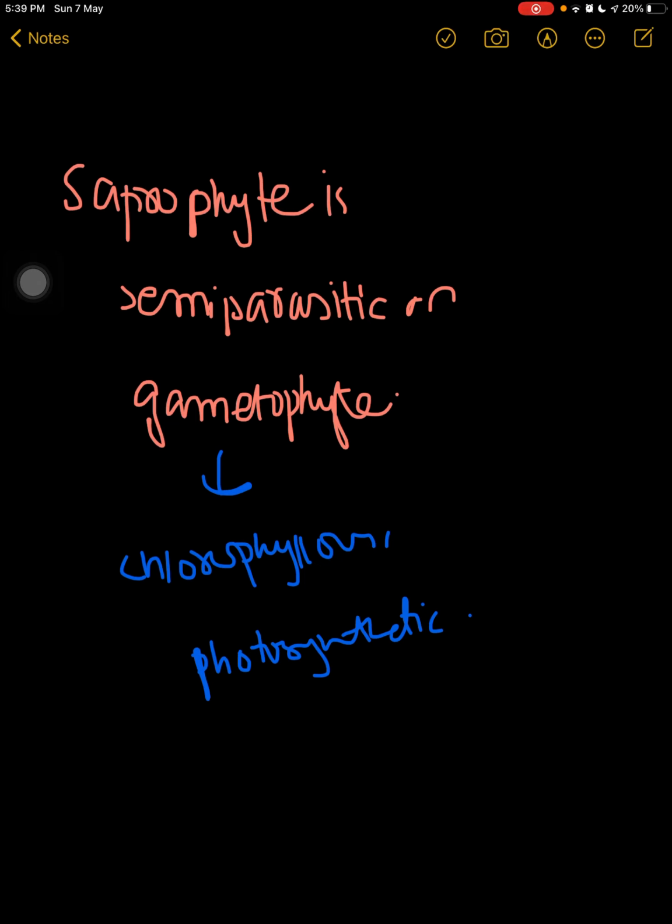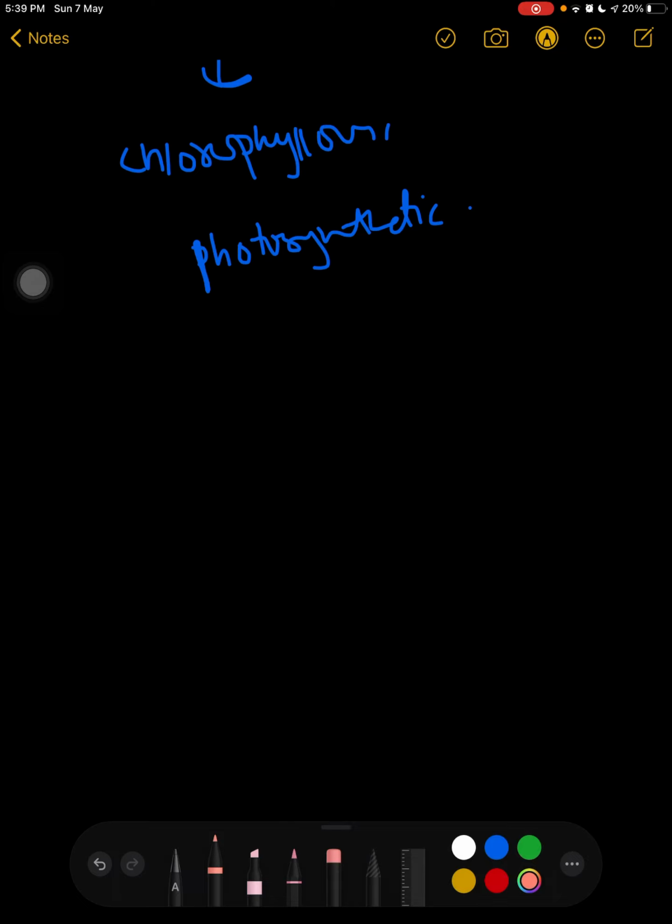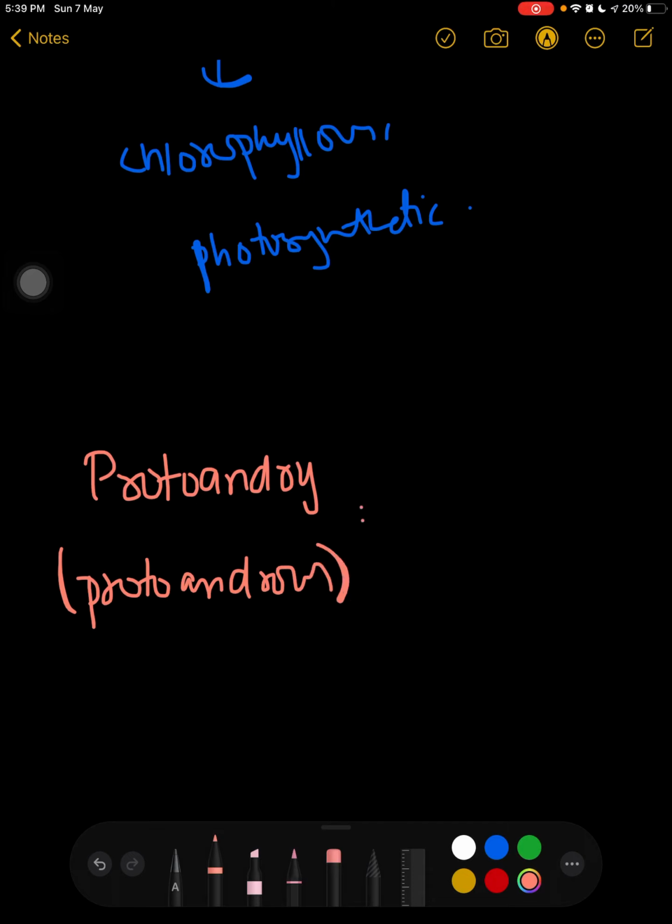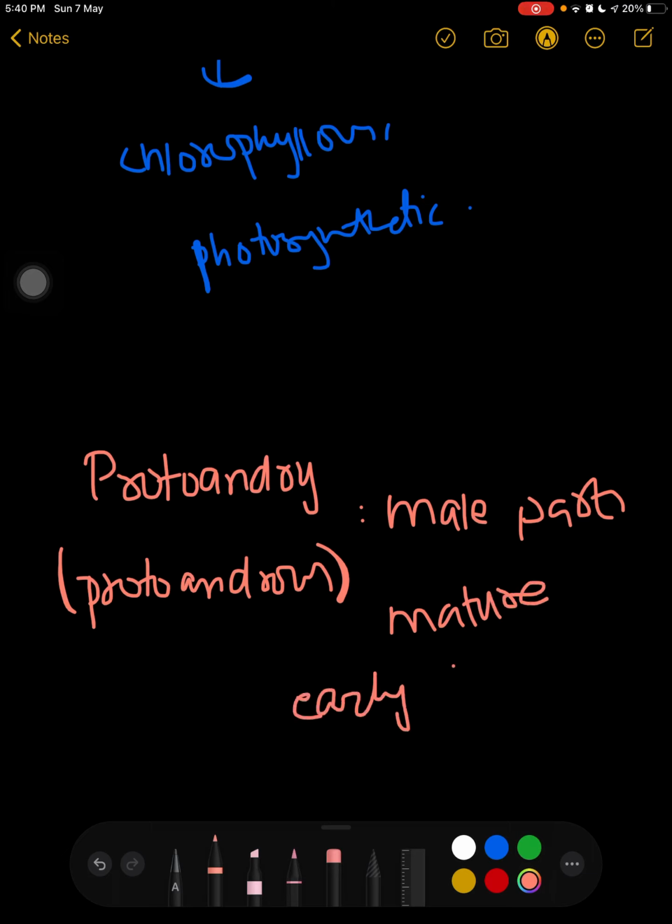Basically, a process known as protandry is observed in these bryophytes. Basically they are protandrous. What does that mean? Basically the male parts mature earlier than the female parts.